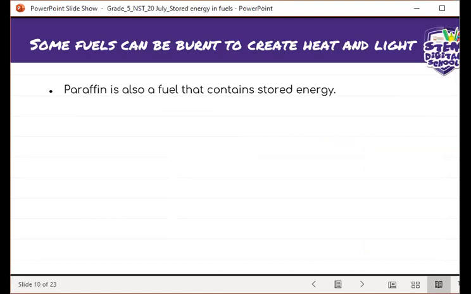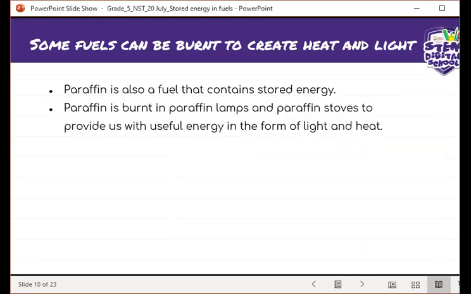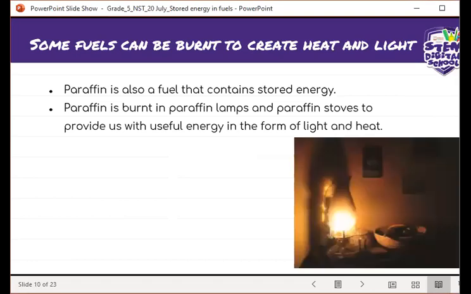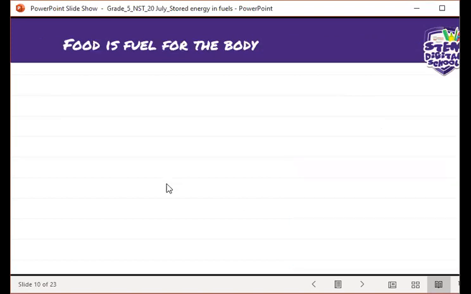All right, cool. The next fuel we're looking at is paraffin. So this is also a fuel that contains stored energy, right? Paraffin is burned in paraffin lamps and paraffin stoves to provide us with useful energy in the form of light and heat. When using these paraffin lamps as well as paraffin stoves, you really need to be very, very careful. Here is an example of a paraffin lamp. I'm sure you guys have seen one somewhere.